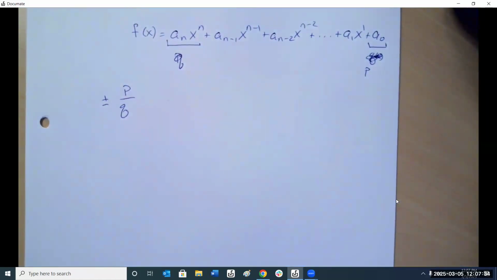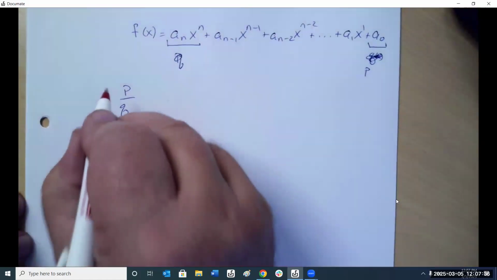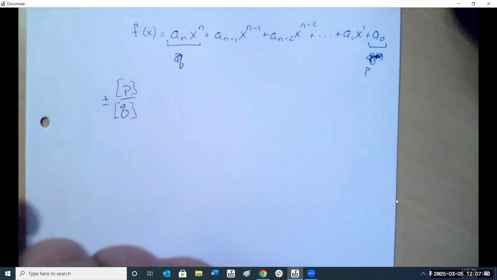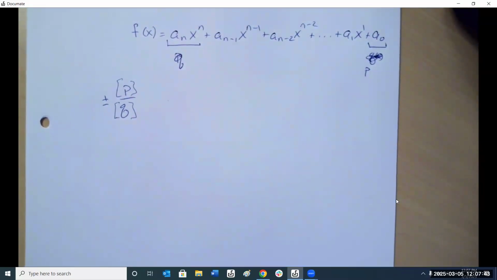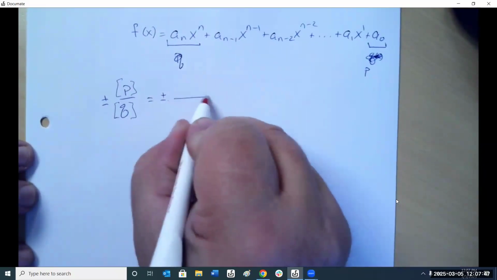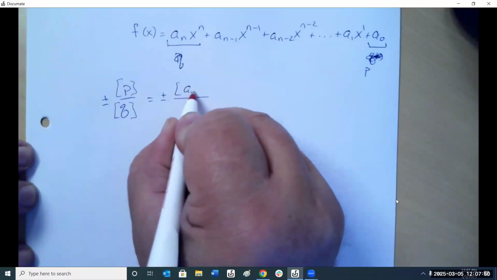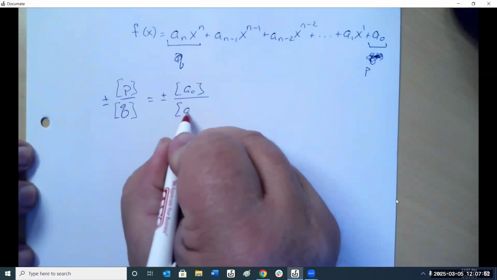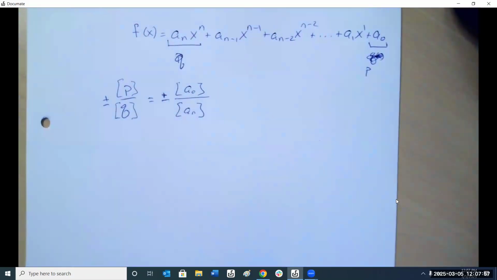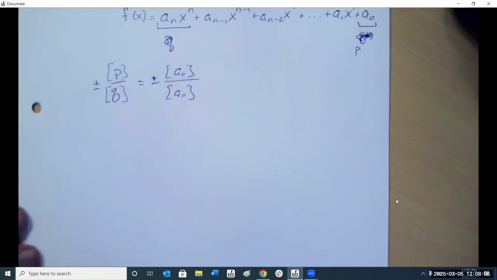the rational zero theorem is this. The factors of P and the factors of Q. So what is P? What is Q? The factors of a sub 0 over the factors of a sub n. And it's the plus or minus of each one of those. So here's an example.